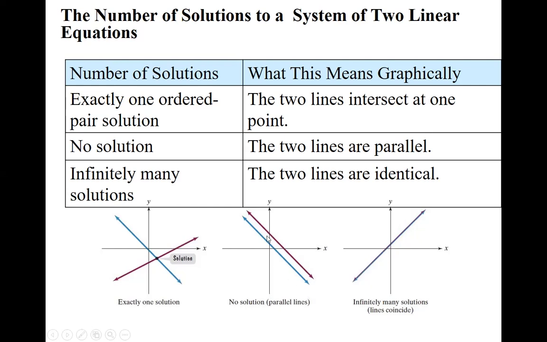But sometimes the two lines won't intersect at all. If they're parallel lines, then there's no solution. And sometimes they'll both be exactly the same line, in which case there's infinite solutions. The lines intersect everywhere.